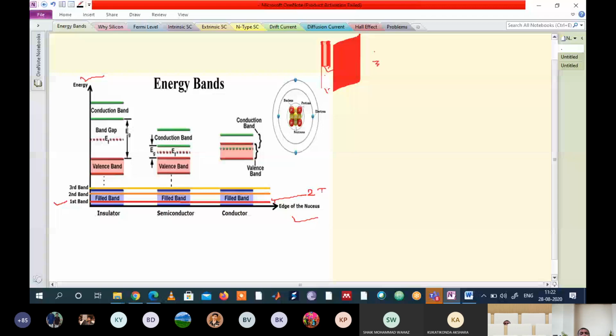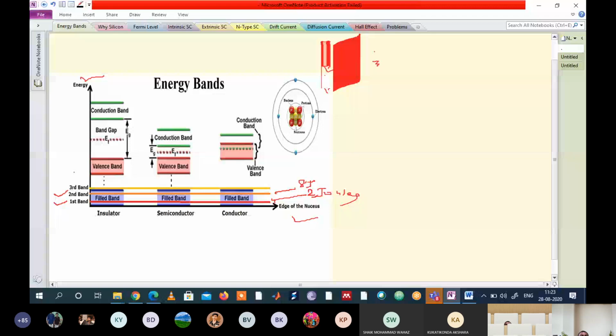Next, what is the second orbit energy band? It is contained by how many electrons? 8 electrons. So how much joules is its energy? It is equal to 8 joules. Is it greater than first energy band or less than first energy band? It is greater than first energy band. So therefore, it is lying above this first band. You can see here, it is lying above this first band. So this is the second band of energy, which is drawn as a line here. For example, it is equal to 8 joules of energy.